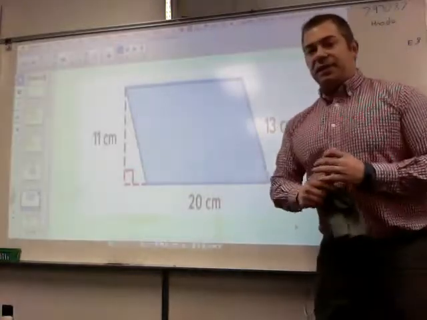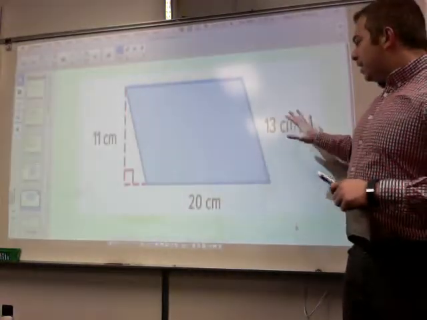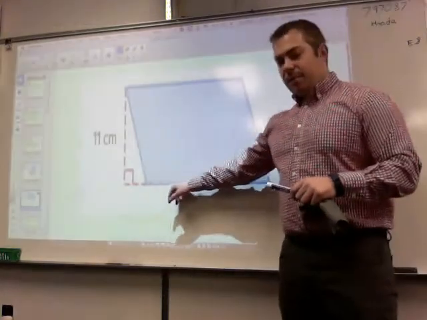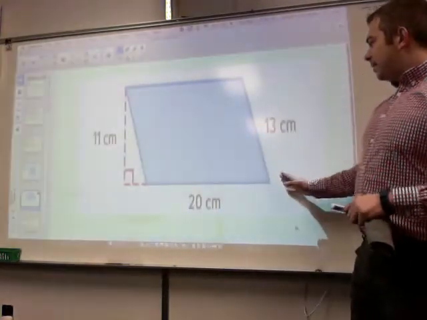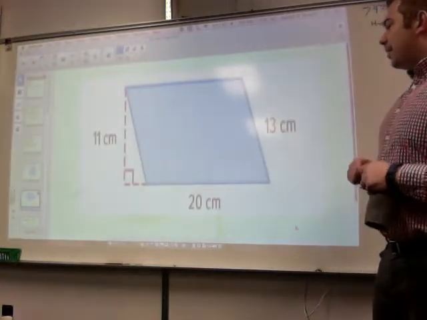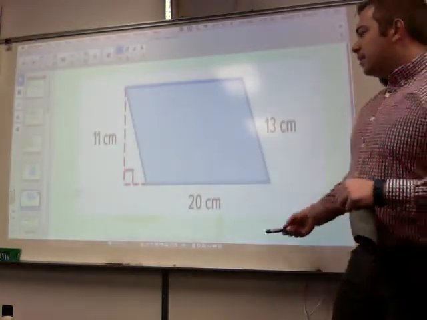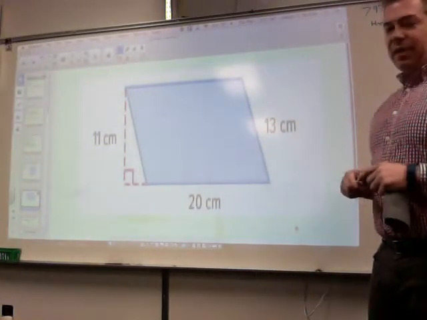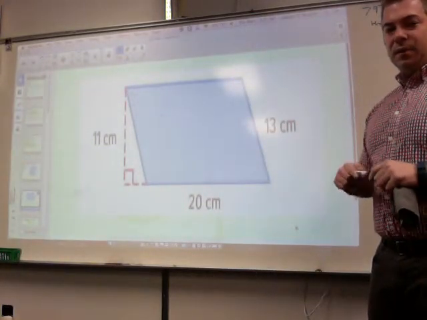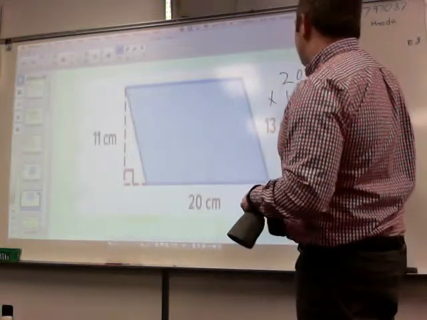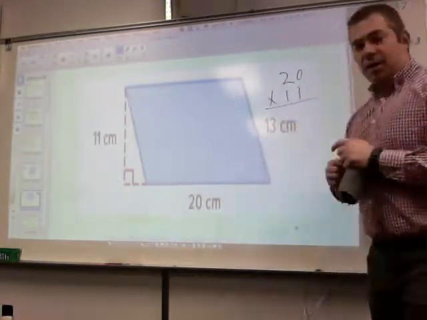Sometimes you'll see it like this in your book, all right? They try to trick you a little bit by giving, well, here's your base down here, which is 20 centimeters. And this is your side right there, but your actual height is 11 centimeters, okay? So let's find the area of this figure. What is 20 times 11? We'll find our area.